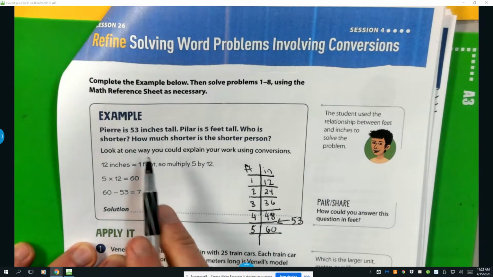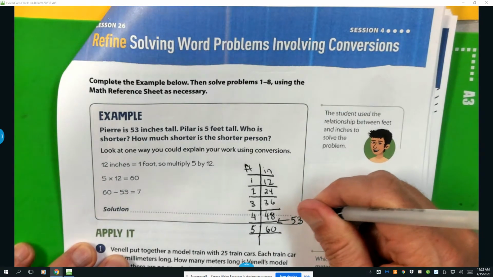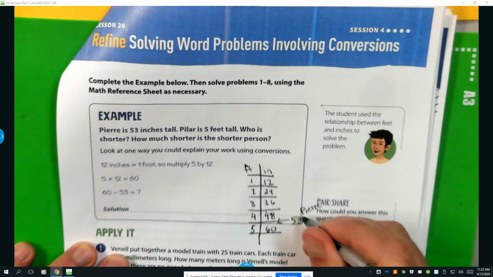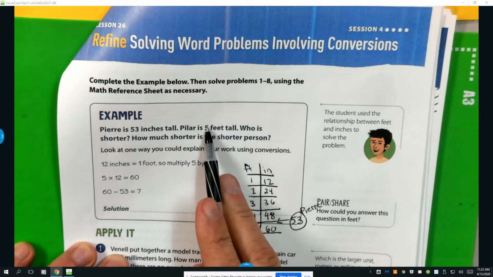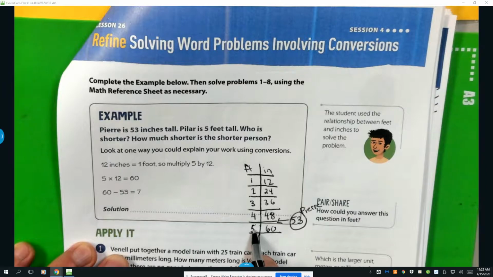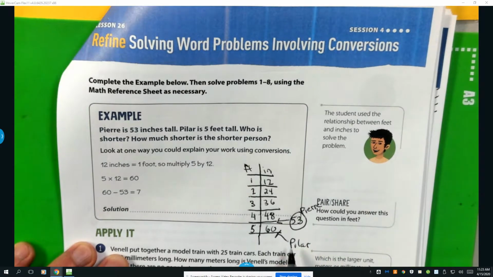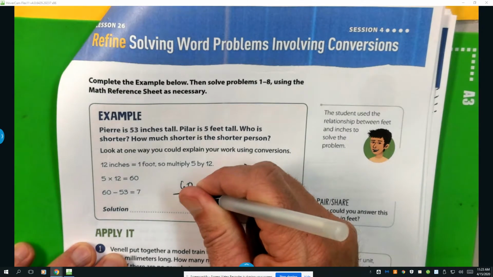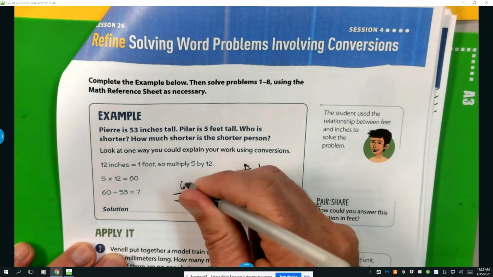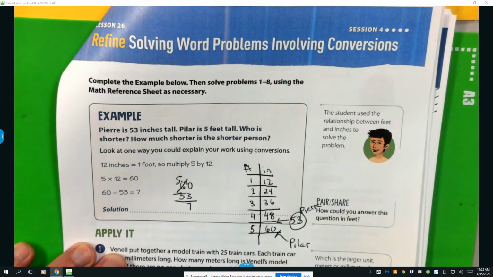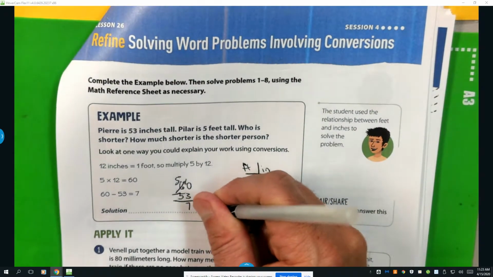So that means that if Pierre is 53 inches tall and Pilar is 5 feet tall, well, what's the conversion for Pilar? Pilar is 60 inches. Pierre is 53 inches. Therefore, we know Pilar is taller. Okay. And then to find the difference, you just have to do 60 minus 53. And it's already done for us right over here. And we know it's 7 inches difference.